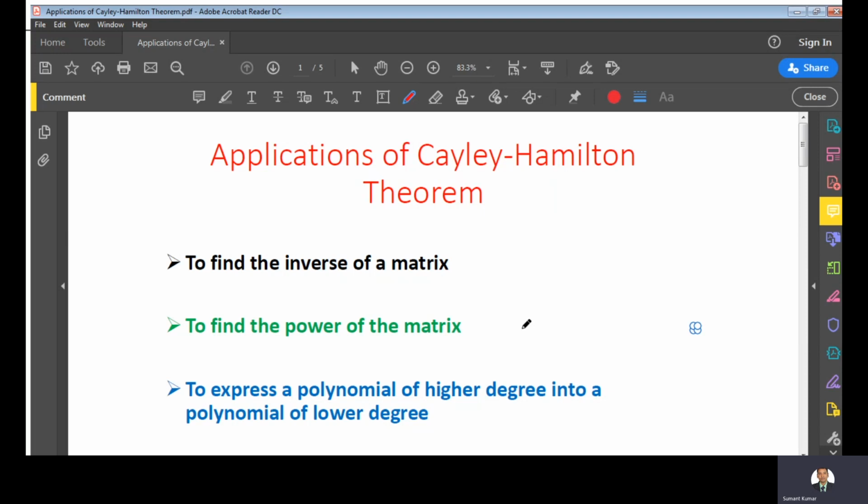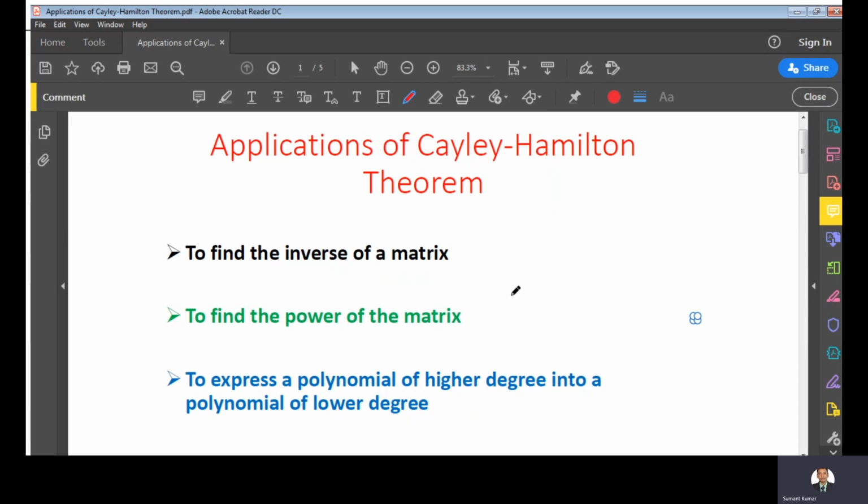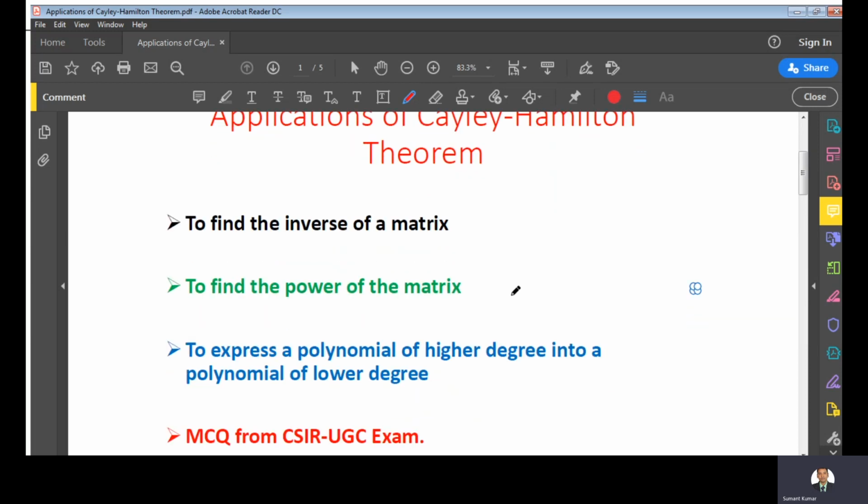So we are very excited, and at last we will solve one problem which has already been asked in the CSIR UGC NET examination. So this is our plan for this session. So let us start with the statement.